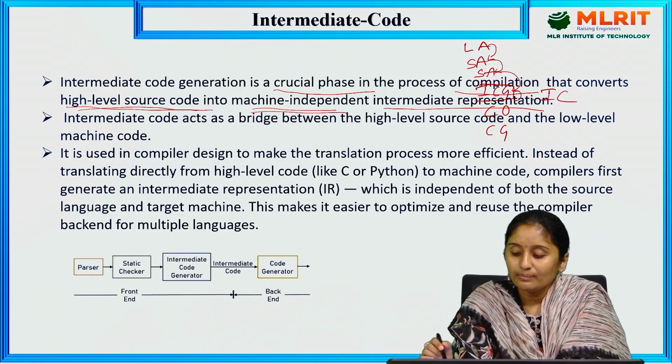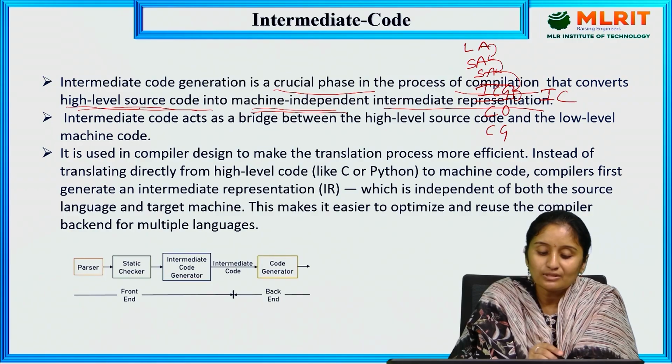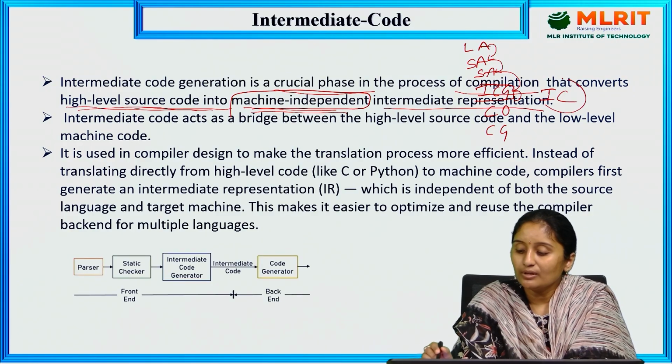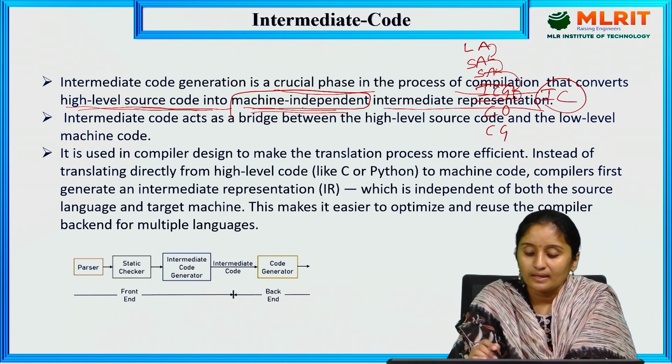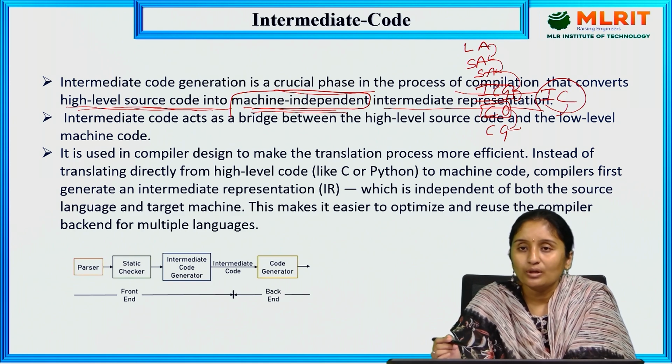That intermediate code converts the high level source code into machine independent code. The intermediate code which is generated is machine independent code. This machine independent code is given as input to the code optimizer. It optimizes the code and gives it as input to the code generator, and it generates the target code.